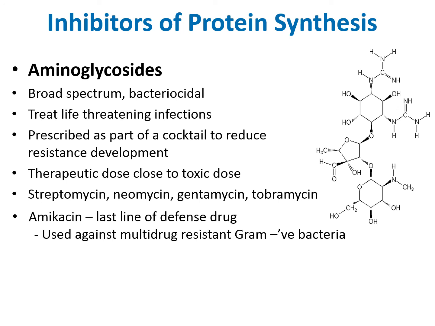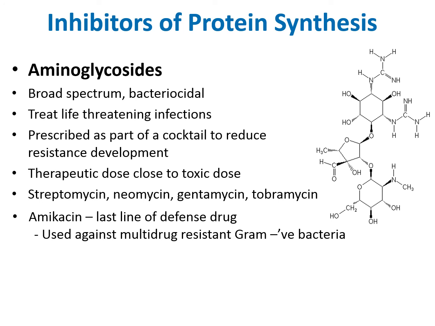Now, one of the cautions in using these drugs is that the therapeutic dose, that is how much of the drug you have to give in order to kill bacteria, is close to the toxic dose, that is how much antibiotic the host organism can take before getting ill. So those two doses are very, very close, which is one problem, and some might consider it a disadvantage when using these drugs. Your aminoglycosides include drugs like your streptomycins, your neomycin, gentamicin, and tobramycin.